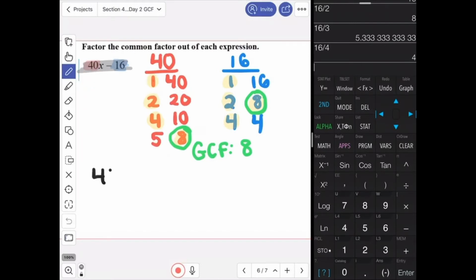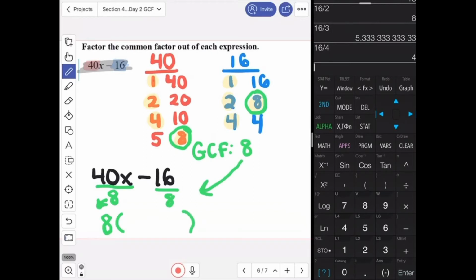So if I have 40x minus 16, and then you are going to divide by this GCF. So I would divide both of these terms by 8, and then whatever you divided by is put in front of our new set of parentheses because it's factored out of the expression.